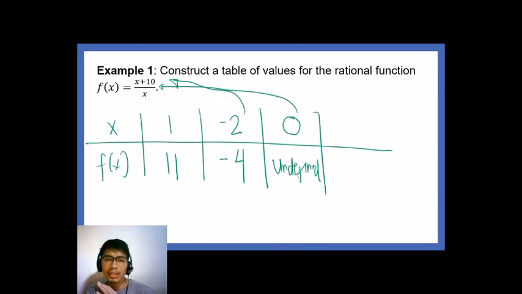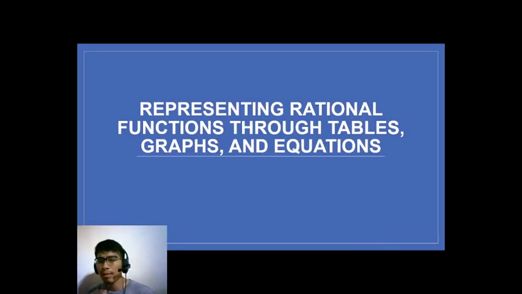Okay, so this is representing rational functions through tables, graphs, and through the equations of our asymptotes. I do hope that you will remember all the terms that I provided to you, for you to have a really good picture of how to represent our rational functions through asymptotes. Okay, so I do hope that everything is clear to you. This is rational functions through tables, graphs, and equations. Okay, so see you in my next video for more lessons and understanding of rational functions.